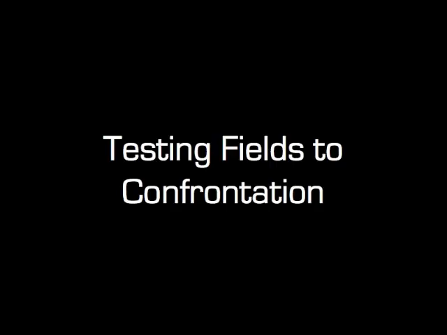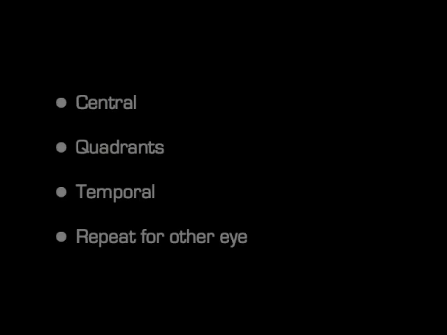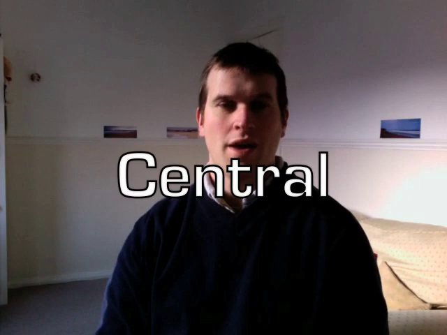Finally, we have visual field testing to confrontation. In an asymptomatic individual, I think this should be a brief screening examination taking a few seconds. I check central vision, four quadrants and temporal field. If they're a possible stroke patient, begin by checking for inattention. First, ask the patient to cover one eye and look at your face. Then ask them to tell you if any part of the vision is missing. If the patient thinks it's all present, then normally they have no gross field defect.